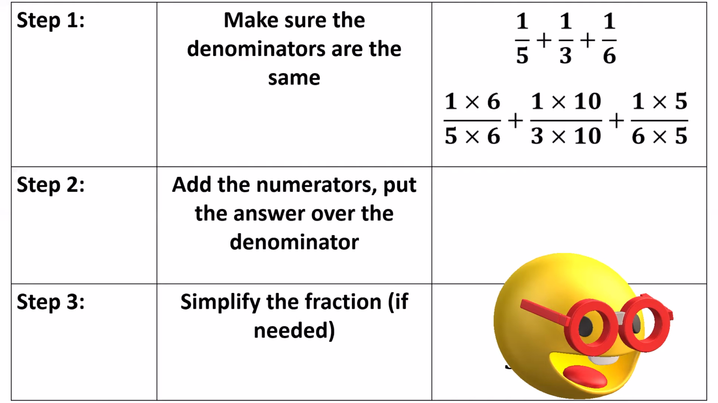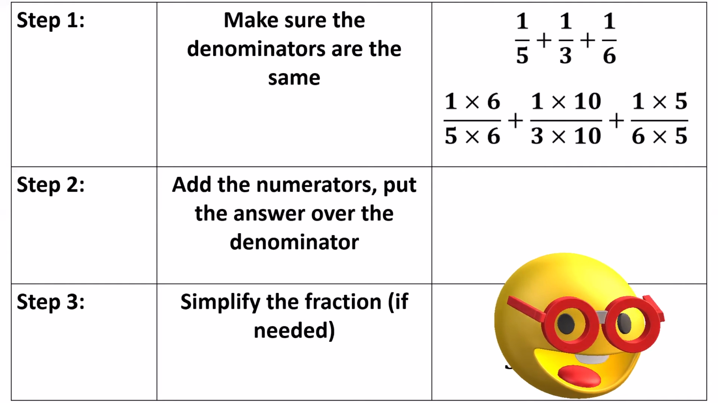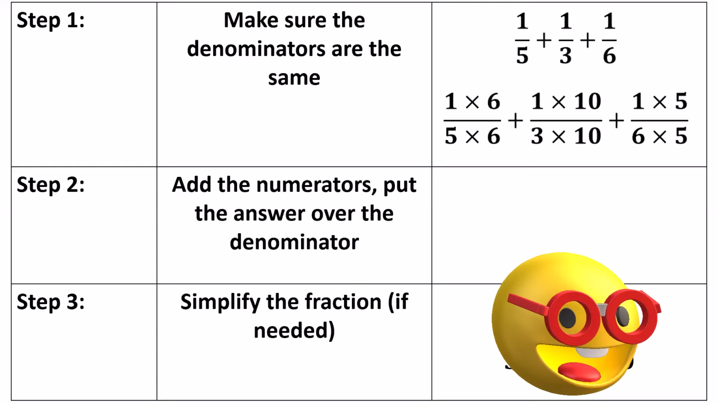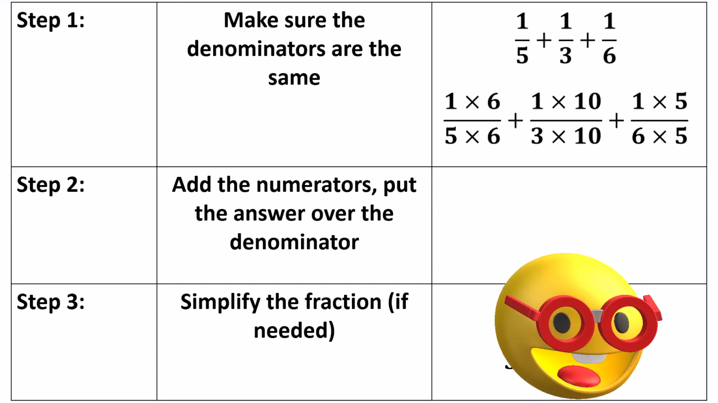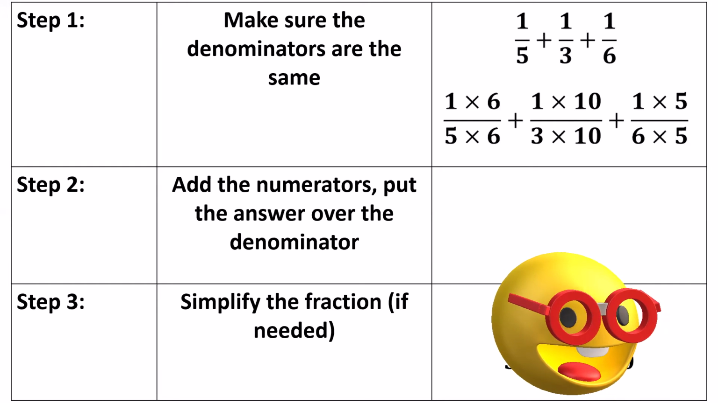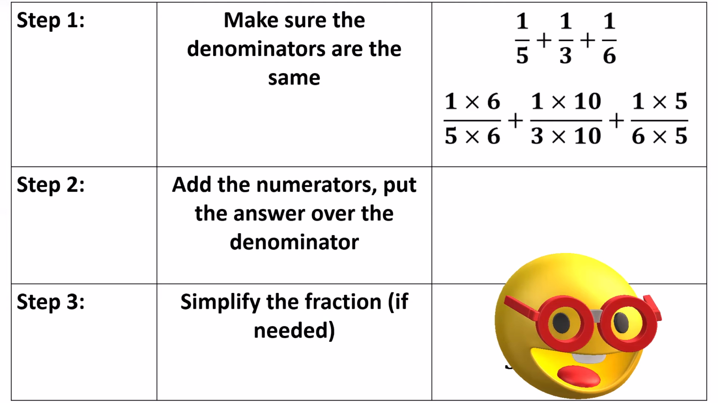5 times 6 will give me 30. What I do to the bottom, I have to do to the top. So using the scale factor rule, it'll be 1 times 6, which will give me 6. I have 3 times 10, which gives me 30. What I do to the bottom, I have to do to the top. Now I have 1 times 10, which gives me 10. That'll be my new numerator.